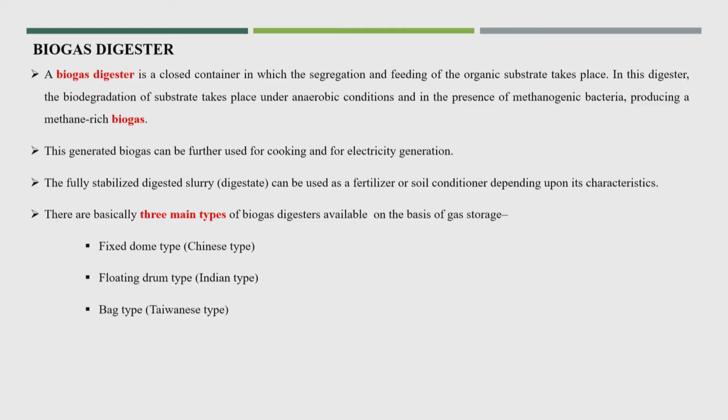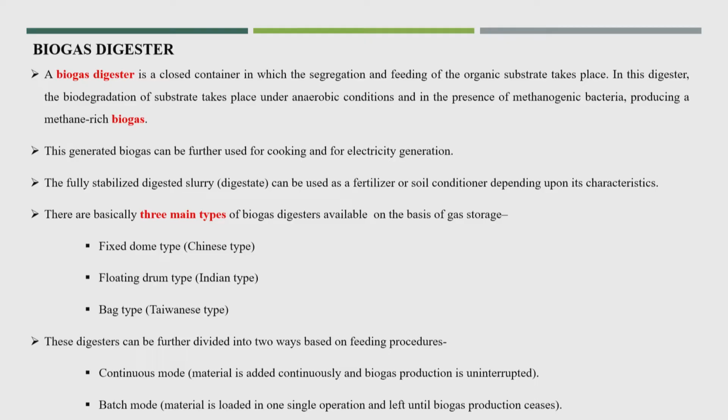There are basically three types of biogas digesters available: the fixed dome, which we normally call the Chinese type of reactor; the floating drum type, which is the Indian type; and the bag type of biogas reactor, which is the Taiwanese type. I will show you photographs of where these kinds of reactors are installed and already working.